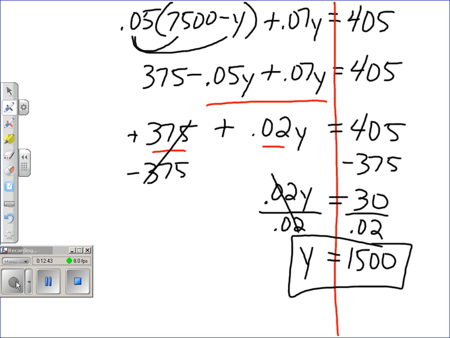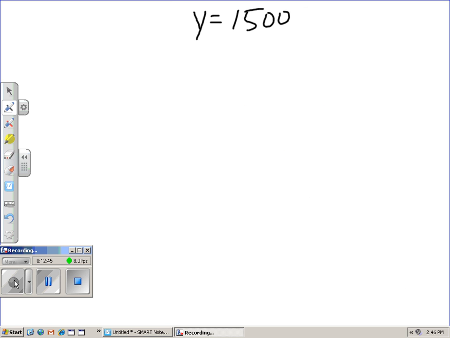All right, think you're done? You're not. We found out what y is, but we have to answer the question. That means we have to know everything about both accounts. So 1,500, what does that mean? That means that $1,500 was invested in the second account, the one that was making 7% interest. We still have to figure out how much was invested in that first account, the one making 5% interest.